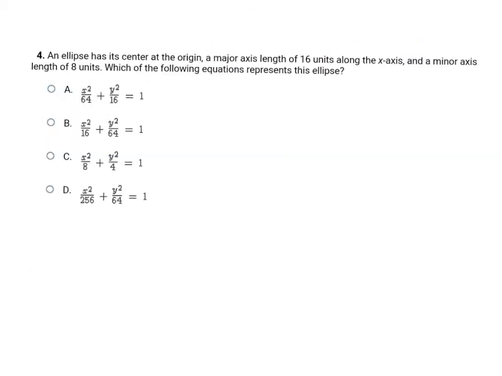This problem is asking us to write an equation of an ellipse, knowing that it has a center at the origin, a major axis length of 16 units along the x-axis, and a minor axis length of 8 units, which would be with the y-axis, since the other one's the x-axis. So remember that we need to get the a number and the b number, and the a number is half of the major axis, so half of 16 is 8, and the b number is half of the minor axis, so half of the minor axis here is 4.